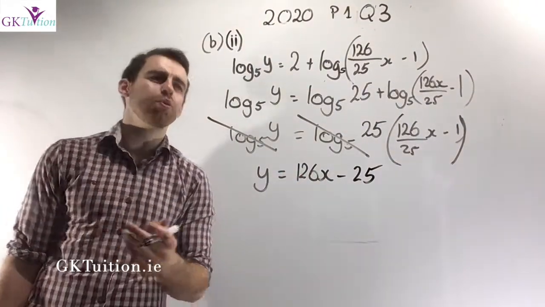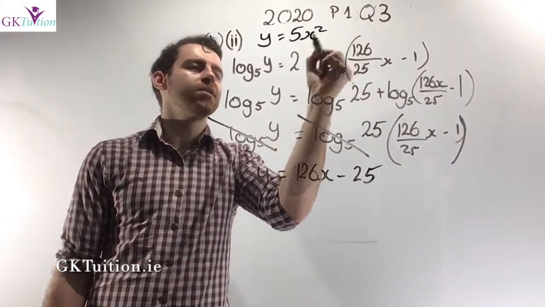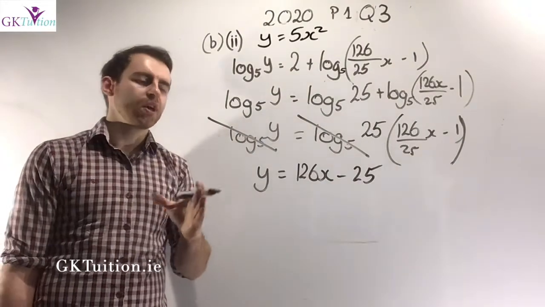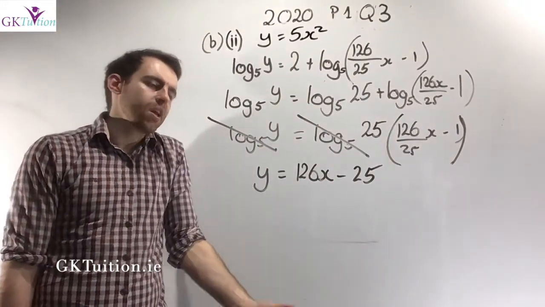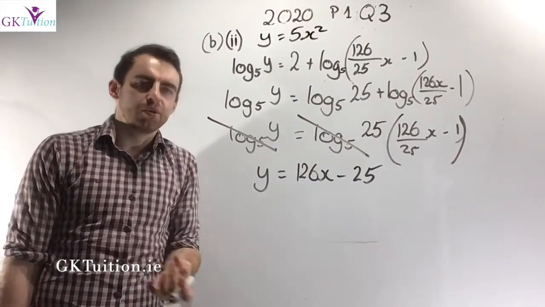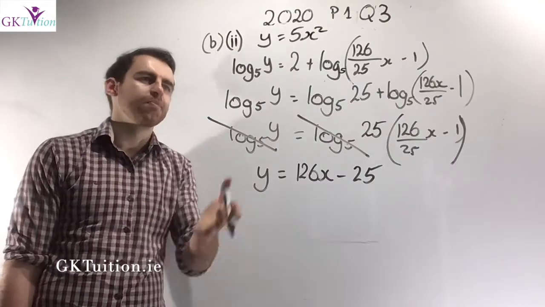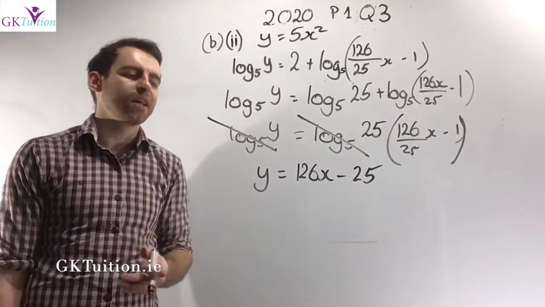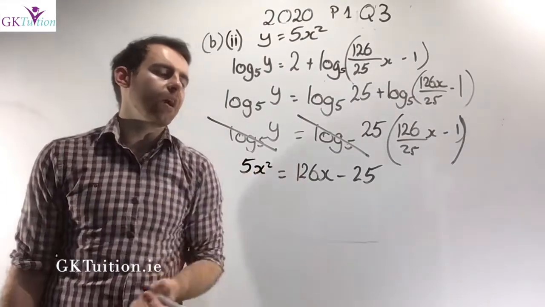In B part 1, we were told that y is equal to 5x squared. So at this point, I'm going to substitute that in instead of the y, because otherwise I've got one equation and two unknowns, so it's impossible for me to solve this. But if I sub in 5x squared instead of y, then I'll be happy out. So instead of the y, I sub in a 5x squared.